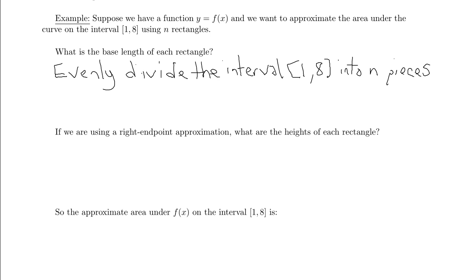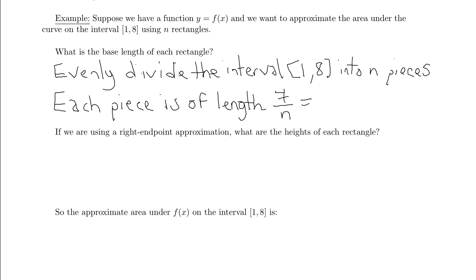So how big is each piece going to be? Well, how long is our interval? Our interval goes from 1 to 8, so it has length 7. So we're going to take 7 and we're going to divide it into n equal pieces. So that's going to be 7 divided by n. So each piece is of length 7 divided by n.